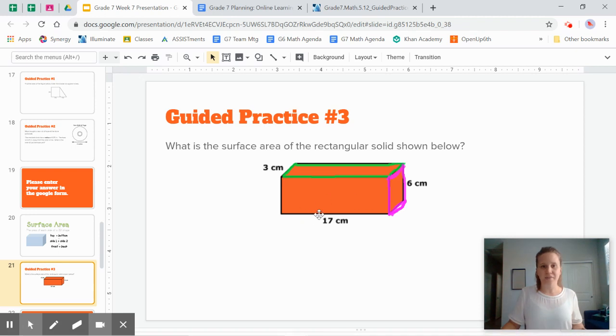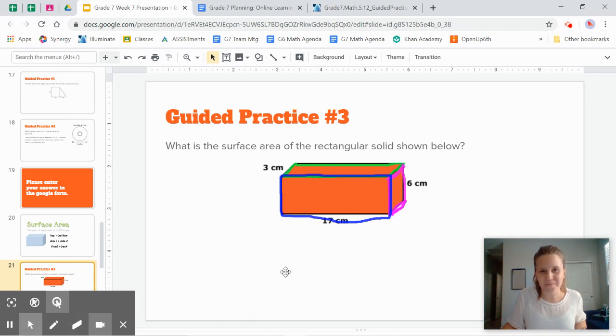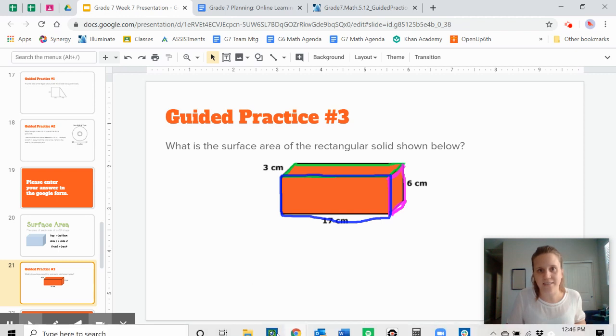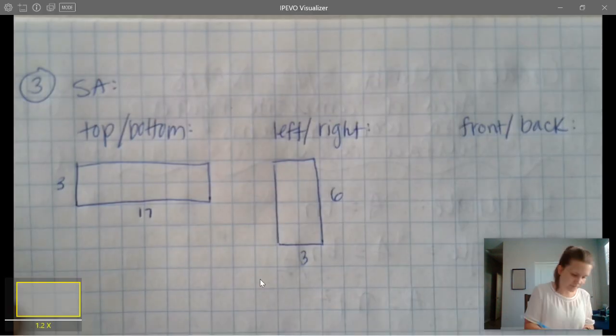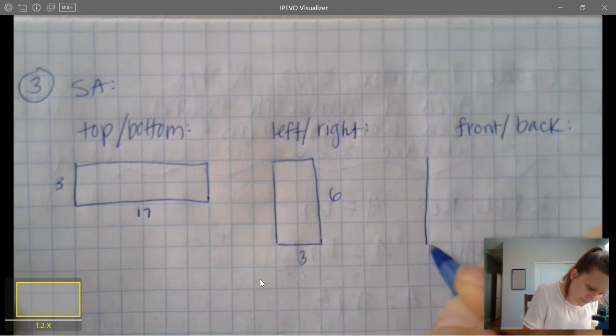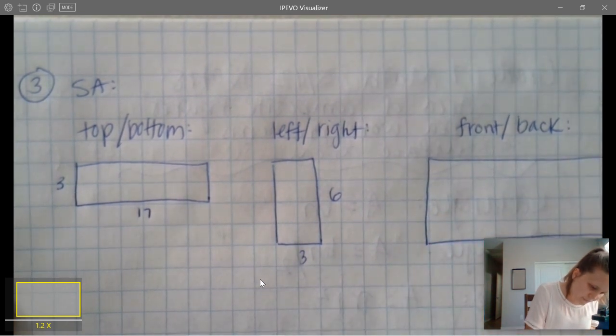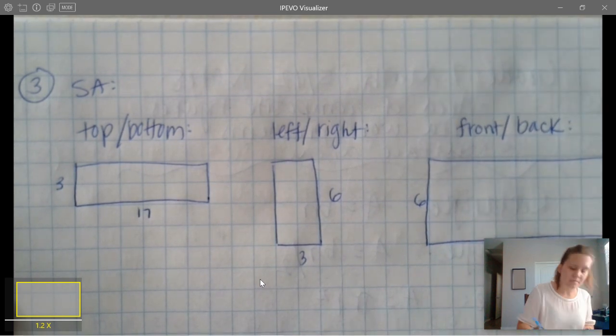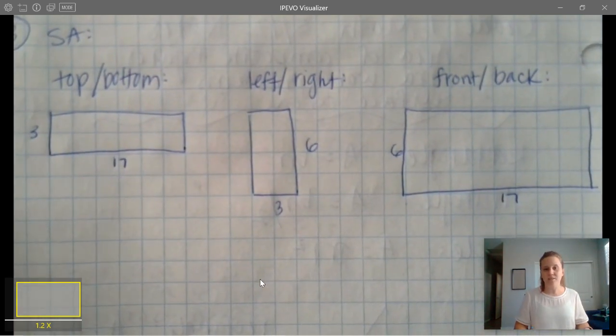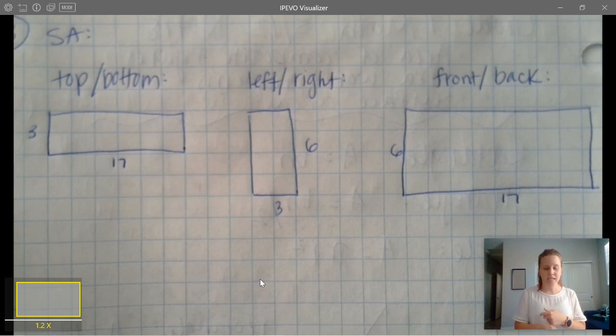All right, and then the front and back, let's do one more color here. This one I think is the easiest because it's not skewed by 3D drawing. Looks like my base is 17, that got real wobbly, sorry, and my height is 6. So notice we have those dimensions 3, 6, and 17. Each one is used twice. That's a helpful way to double check and make sure you got it.